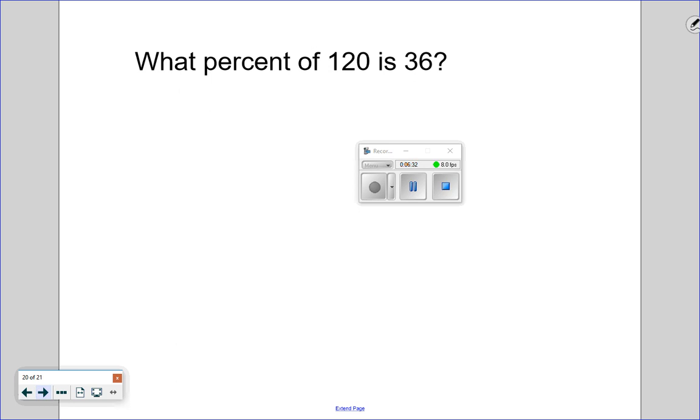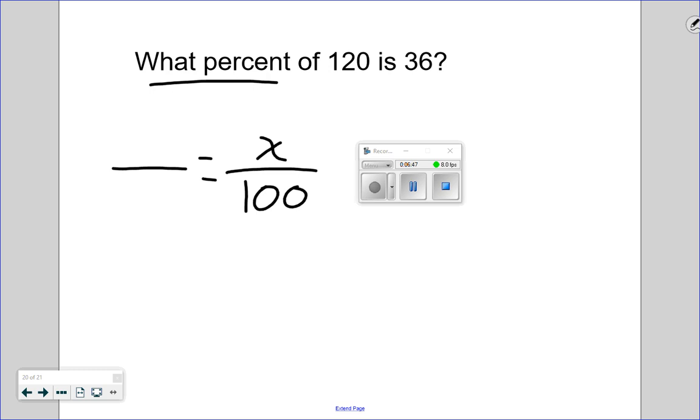Okay, let's try this one. What percent of 120 is 36? So we'll start with our percent problem part of the proportion. Something's going to go over 100. Since my percent is unknown, it says what percent, I don't know it. So I'm going to use an x to represent that unknown. Now the other ratio, the part over whole, look for the word of, and that is going to be what goes on the bottom. So 120 goes on the bottom. That means 36 goes in the last spot left.